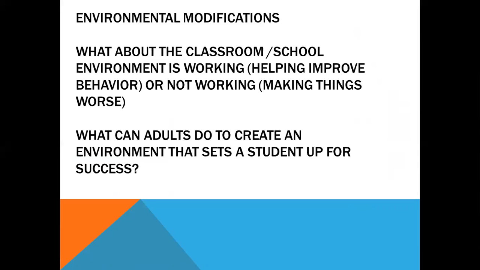So when we're talking about environmental modifications, what is going on in the classroom or the school that is working for the student, that's helping them improve their behavior? What supports or tools do we have in place that we should keep doing? And then what's not working? What's missing? What's triggering the student? So this piece is all about what adults can do proactively to set up an environment that's going to set the student up for success.